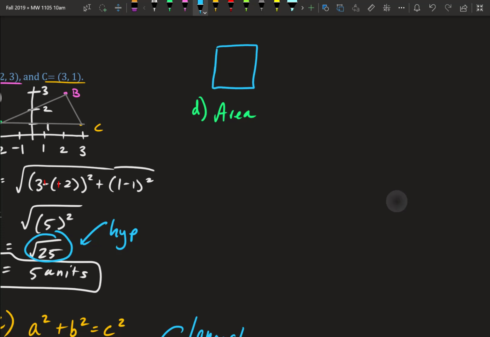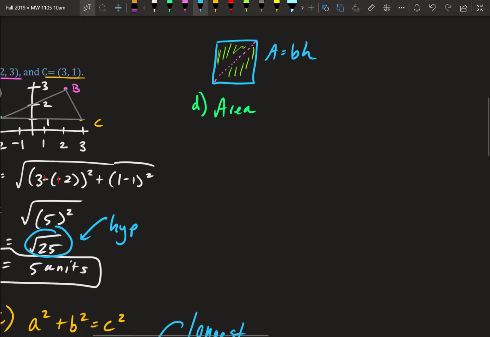What's the formula for that? Base times height, right? Okay, let's think of a triangle. If I cut this, don't I get a triangle? Isn't this a triangle? So what did I cut it in? You probably already said it to yourself, I cut it in half. So it's 1/2 base times height. That's the formula for area of a triangle. 1/2 base times height. Now, what are the base and height?